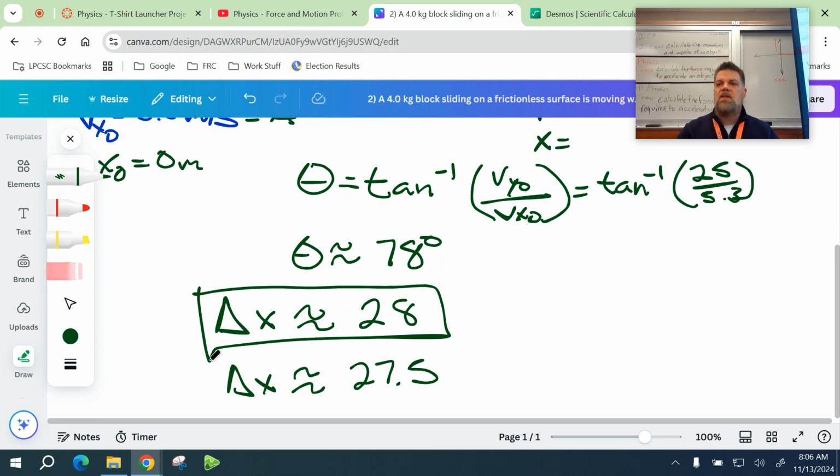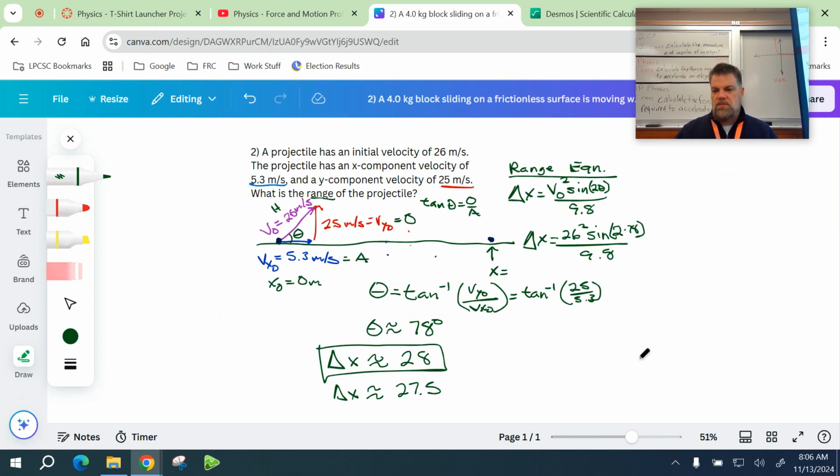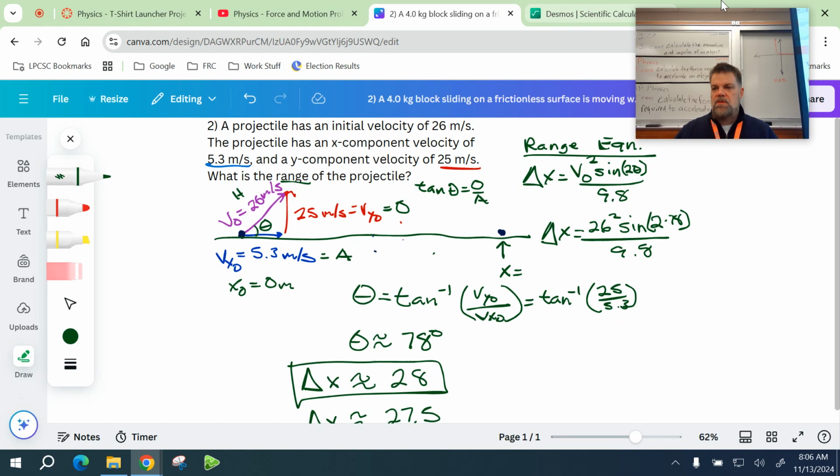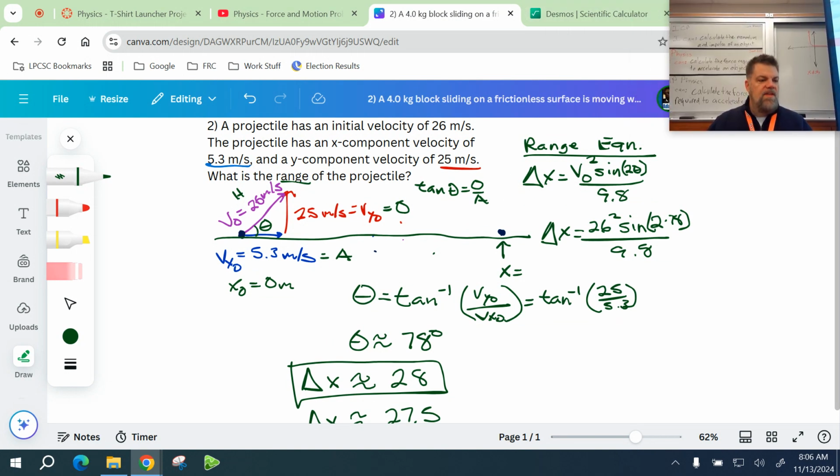Yes. Let me zoom out so you guys can see the whole thing. I don't know if that helps or makes it worse. All right. I'll leave that up there so that you guys can finish.